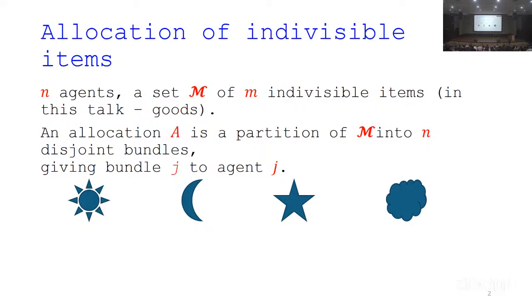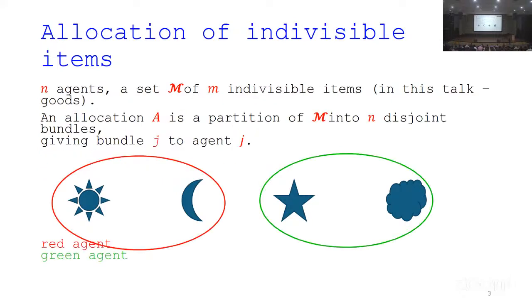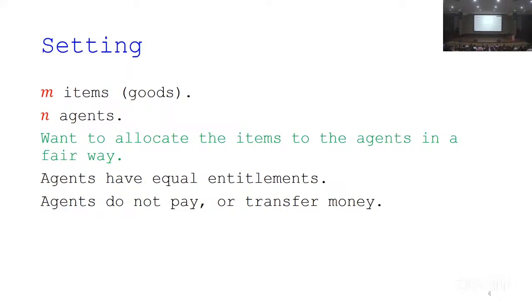So, for example, here the four items would be the sun, the moon, the star, and a cloud. And in a partition, maybe the red agent gets the sun and the moon, and the green agent gets the star and a cloud. So again, the setting is that we have m items, which are goods, and n agents, and we want the allocation to be fair in some sense.